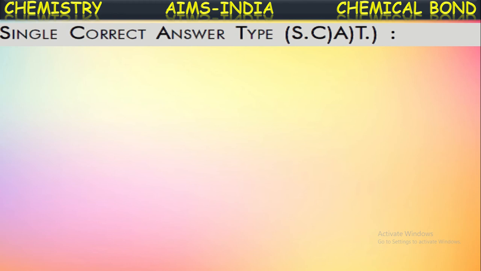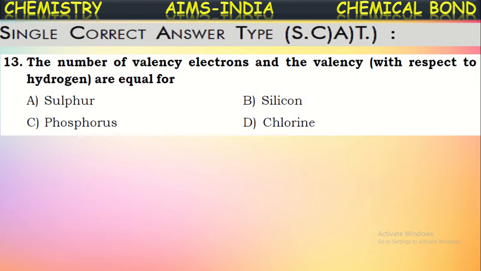Next, let us talk about single correct answer type questions. See the first one. The number of valence electrons and the valency are equal for. So here two terms are there. One is valence electrons and the other is valency. Valence electrons means the electrons present in the outermost shell of an atom. And valency means the combining capacity of an element. The number of electrons lost or gained or shared by an element to become stable is called its valency, and the number of electrons present in the last shell or outermost shell of an atom is called its valence electrons.